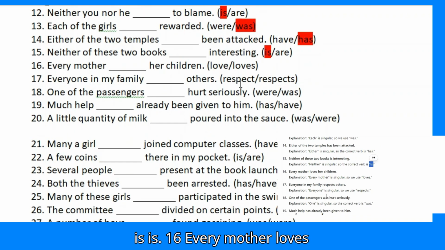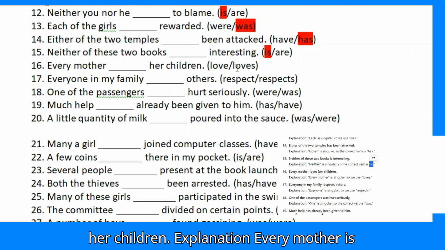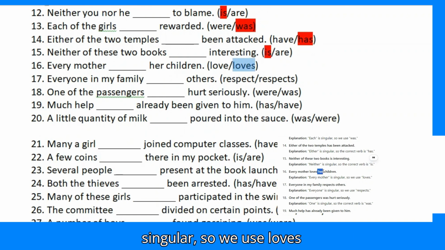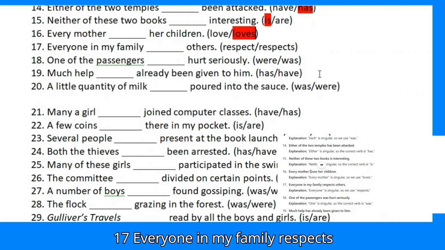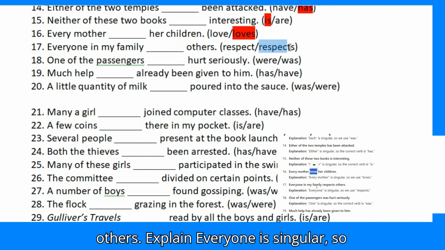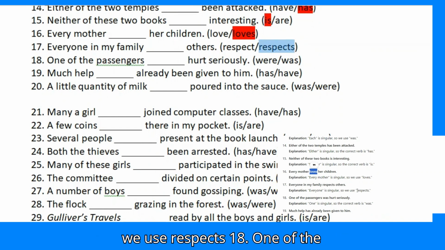16. Every mother loves her children. Explanation. Every mother is singular, so we use loves. 17. Everyone in my family respects others. Explanation. Everyone is singular, so we use respects.